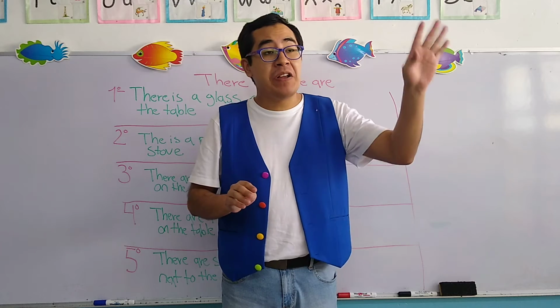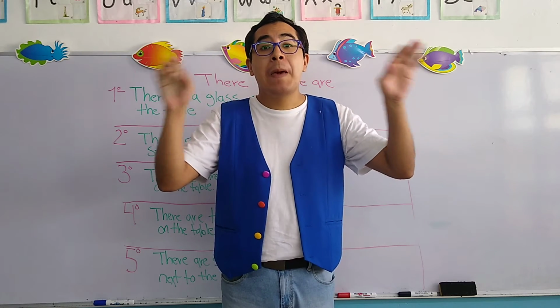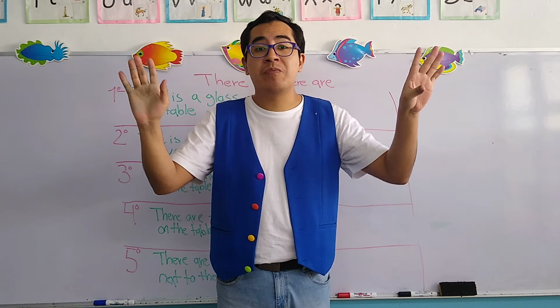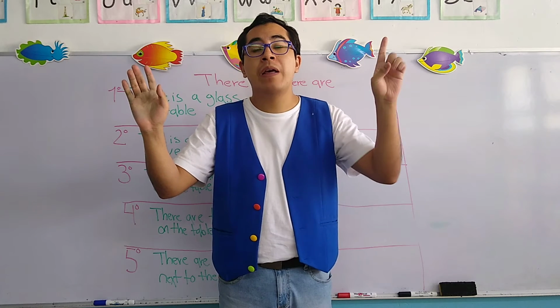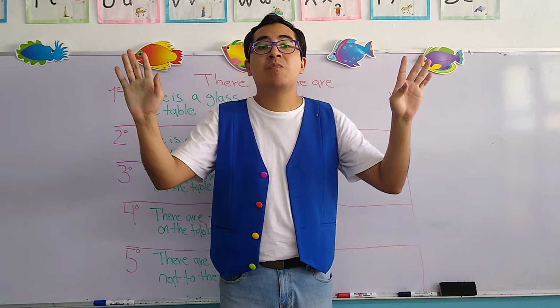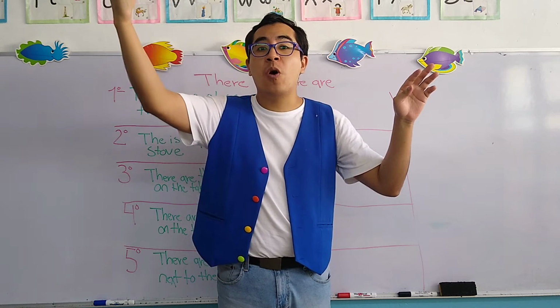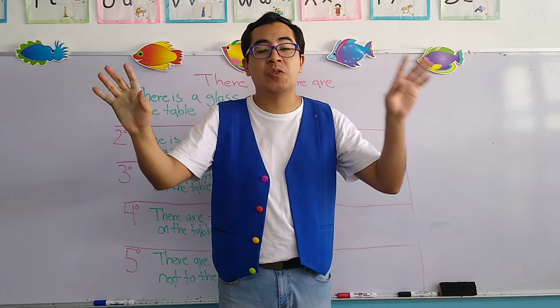Today, we're going to continue with the topic there is and there are. Now remember, there is and there are in Spanish mean hay, but there is a big difference between the two. There is, remember, is for singular objects. That means only one. And there are is for plural: 2, 3, 4, or even 100 objects, okay? That's the big difference between the two.